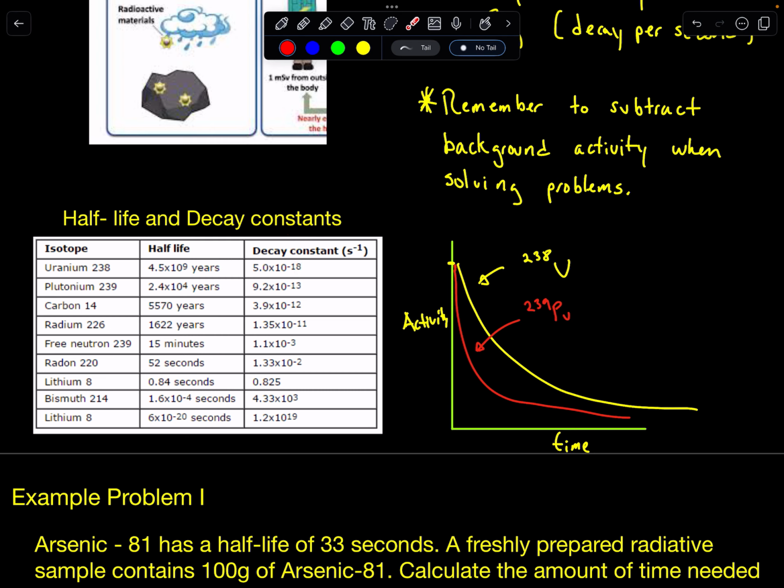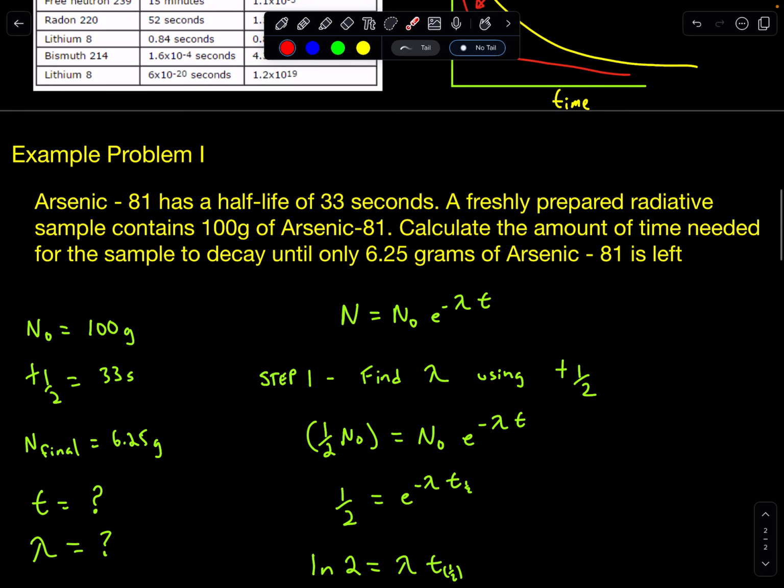But for a substance that has a very large decay constant and a shorter half-life, like plutonium, it would be quite steep to begin with. Okay, it would decay much quicker. So that's an important qualitative thing to know if you're going to be talking about that on a multiple choice question on IB. So let's solve some example problems.